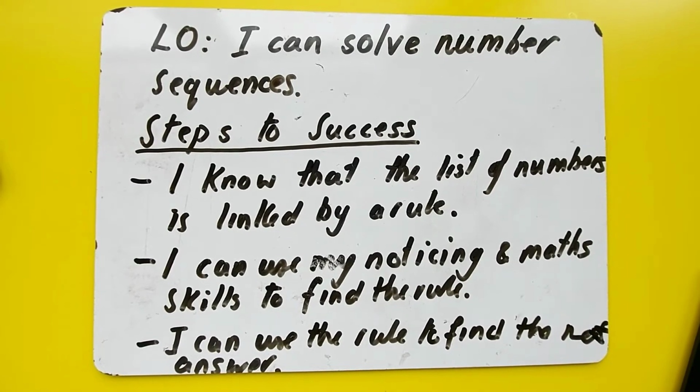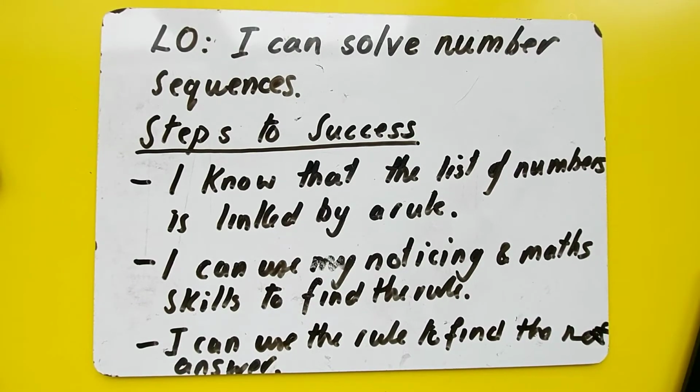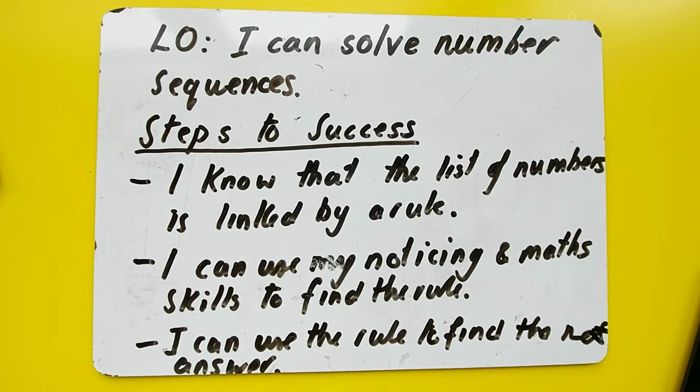Hello and welcome to this video, which is all about number sequences. Number sequences are sequences of numbers, or a list of numbers, that are linked by a rule. So today we're going to be looking at how you can work out the next step in a number sequence by finding the rule and continuing that rule or doing the previous step.